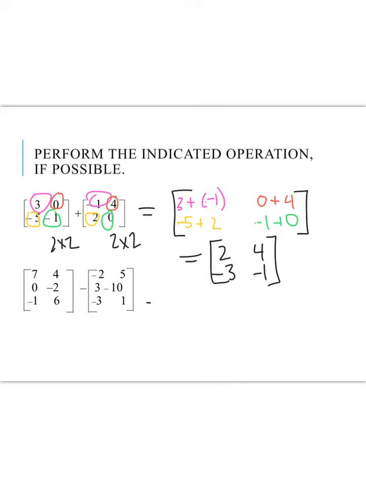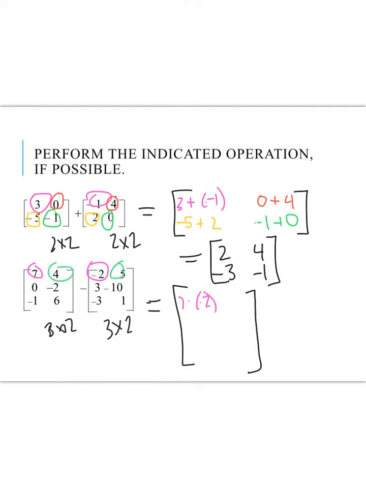So let's try the bottom example. First of all, do they have the same dimensions? Well, this one is a 3 by 2, right, rows and columns, and this one is a 3 by 2. So my new matrix will also be a 3 by 2. Okay, I'm going to subtract the corresponding elements, so I have 7 minus -2.